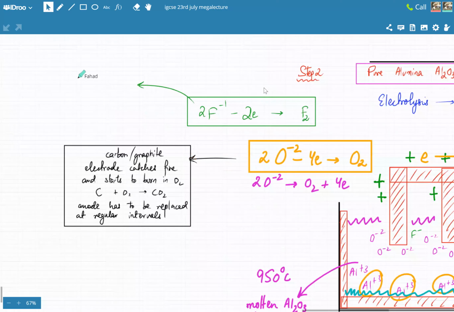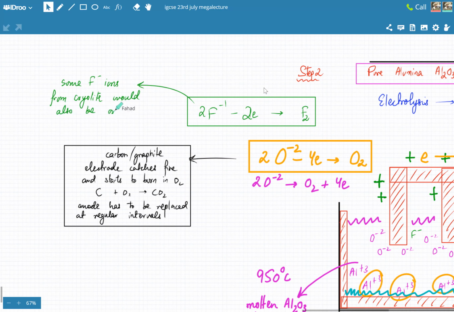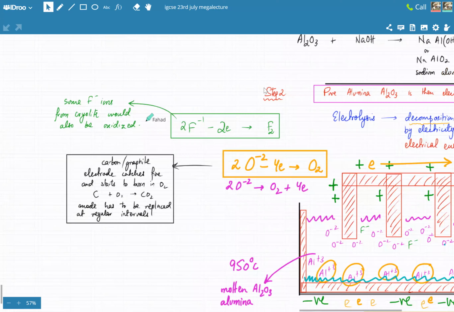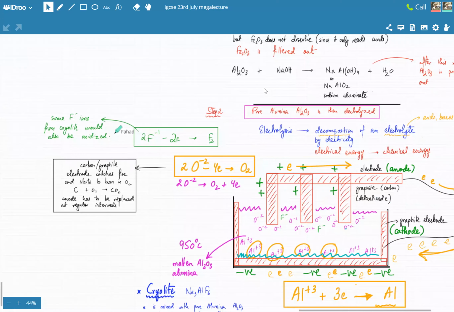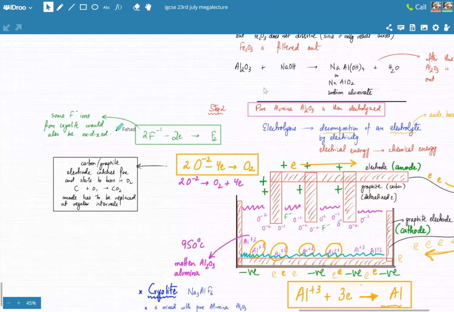I'm just going to write this down. Some F-1 ions from cryolite would also be oxidized because they're losing electrons. Loss of electrons ko kehte the oxidation. So they would also be oxidized. So this is also one of the reactions that might happen at anode.